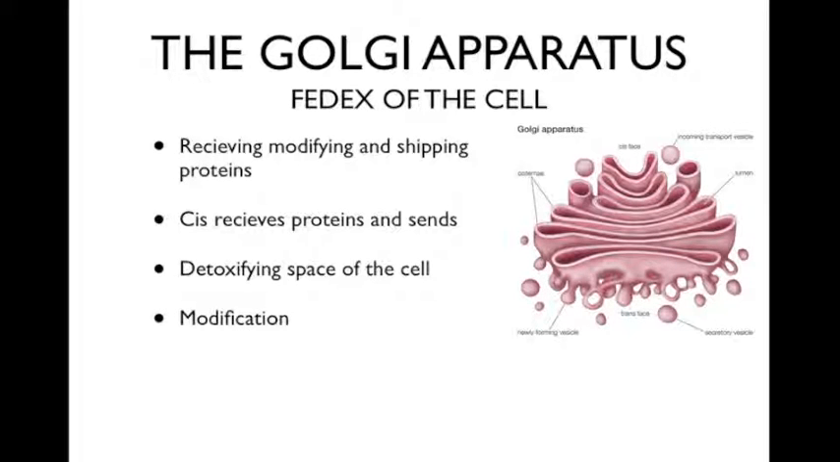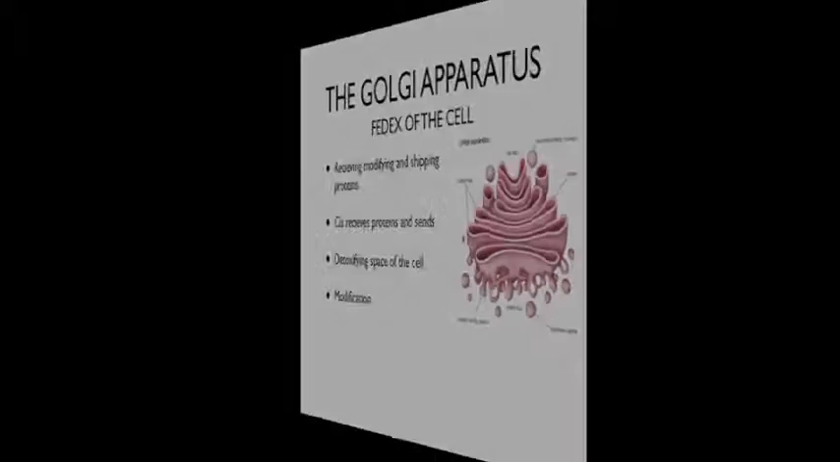So as proteins move through the cell, they'll move from the endoplasmic reticulum to the Golgi apparatus, which is also known as the FedEx of the cell. The Golgi apparatus is in charge of receiving, modifying, and shipping proteins. So the cis face will receive proteins and send them. The cis face is basically the face closest to the endoplasmic reticulum. And it is also for detoxifying the different parts of the cell and modification of things that come into it.